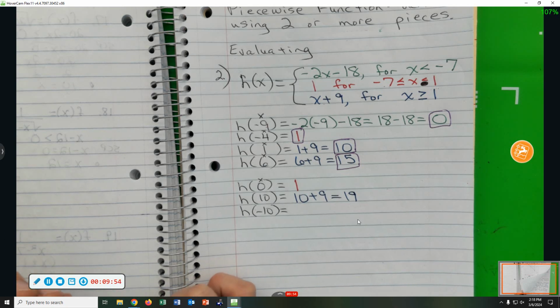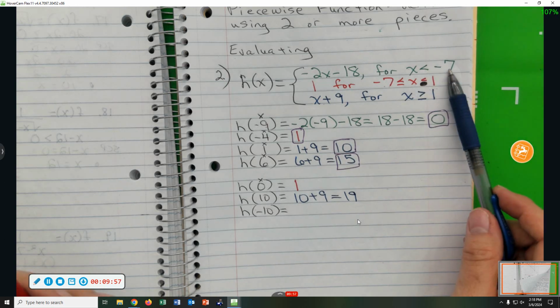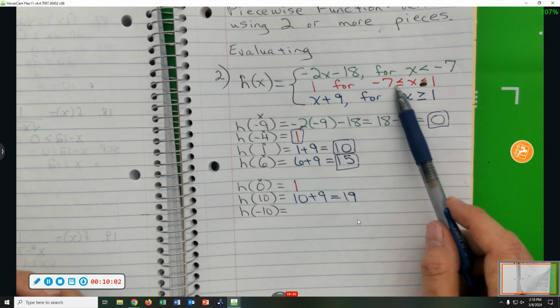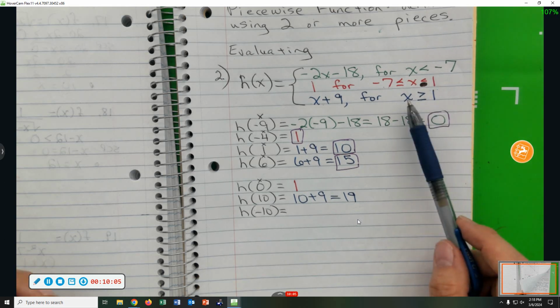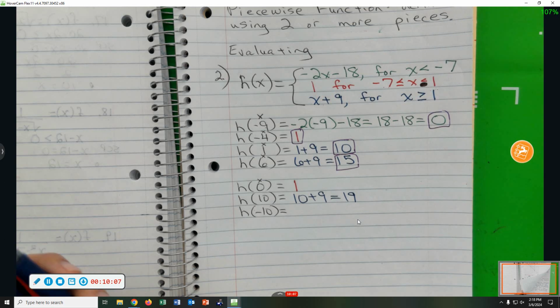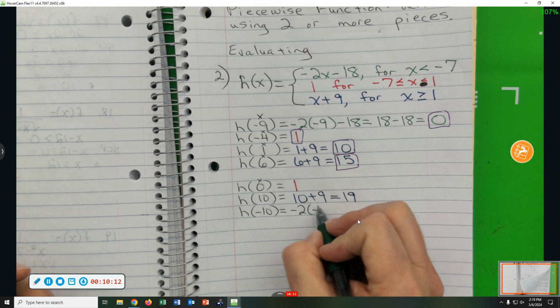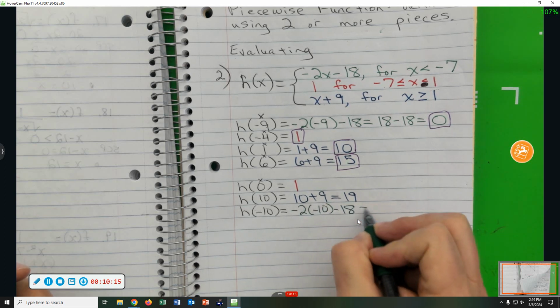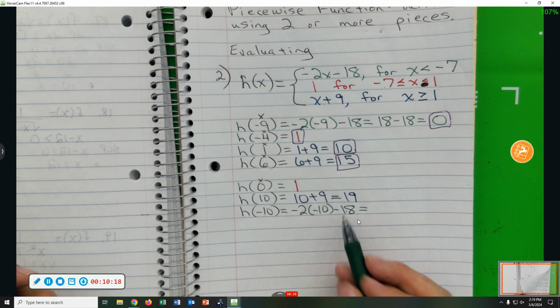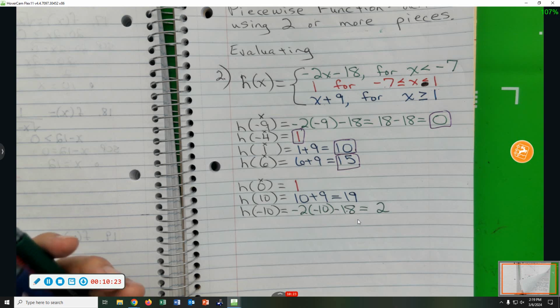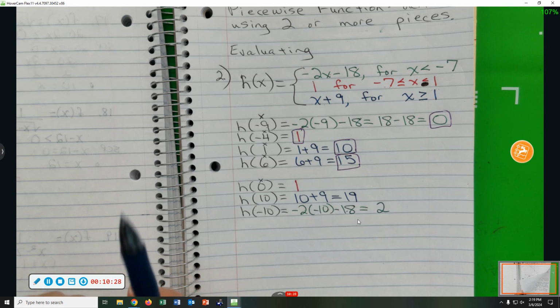Is -10 less than -7? Is negative 10 between negative 7 and positive 1, or is negative 10 bigger than 1? The first one, the green piece: negative 2 times negative 10 minus 18. That's 20 minus 18, which gives me a y value of 2. Before you can plug in your x value, you have to decide which inequality is satisfied by the x value they're giving you. Any questions?